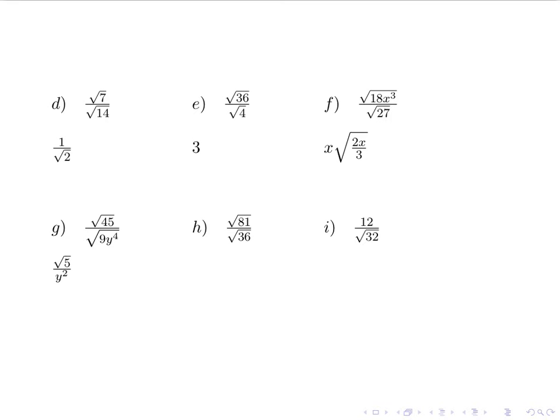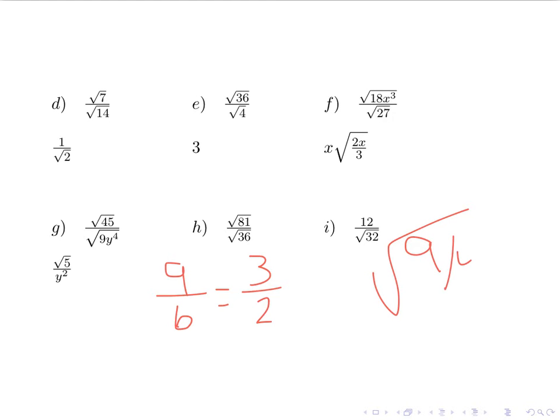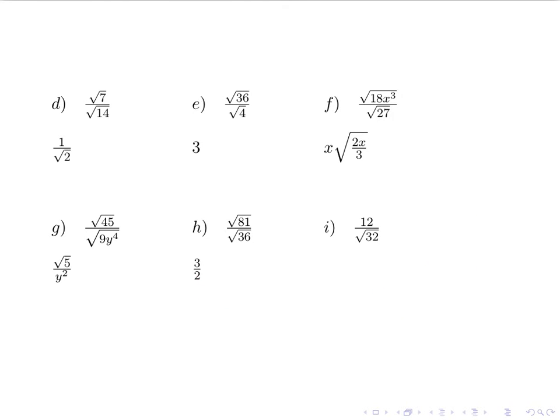For h, again, I can do it one of two ways. If I notice, 81 and 36 are both perfect squares. So if I go to square root them, I have 9 over 6. 9 and 6 both have a 3 in common, so I can leave it as 3 over 2. Or if I divide first, 81 and 36 have a 9 in common, and if I get rid of the 9, I'm left with 9/4. And then the square root of 9 is 3, the square root of 4 is 2. So either way, I should get 3 over 2.